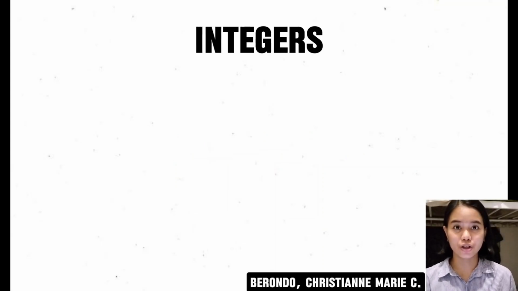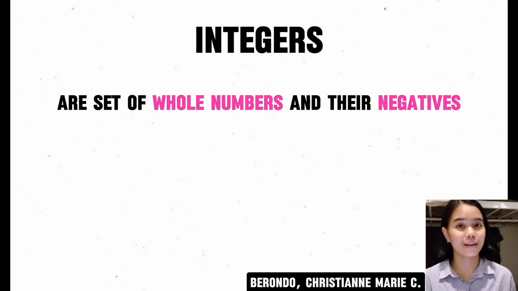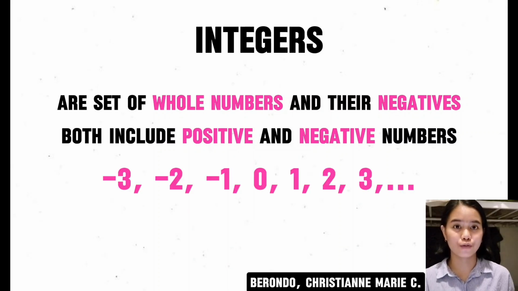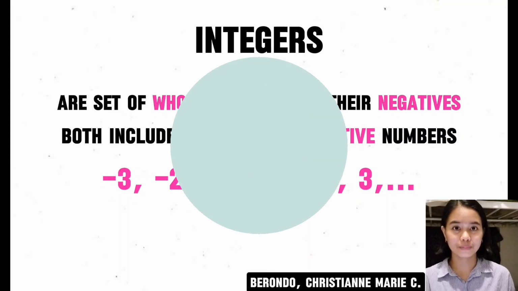Let's introduce integers. Integers are a set of whole numbers and their negatives. This means they include both positive and negative numbers, like -3, -2, -1, 0, 1, 2, 3, and so on. We use the symbol Z to represent this set.